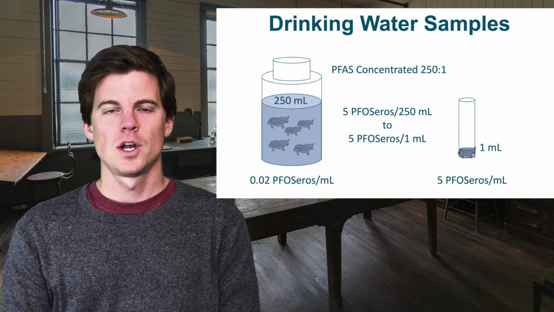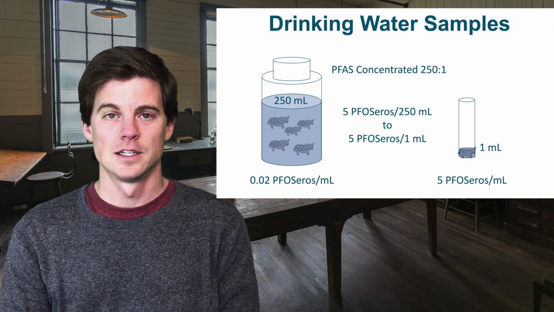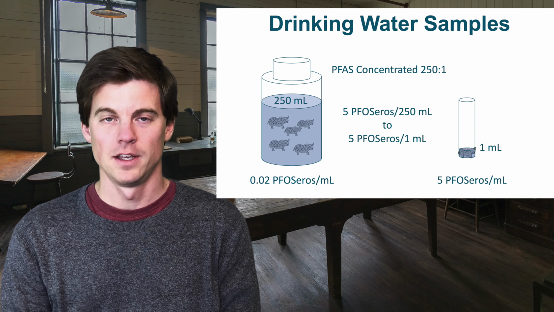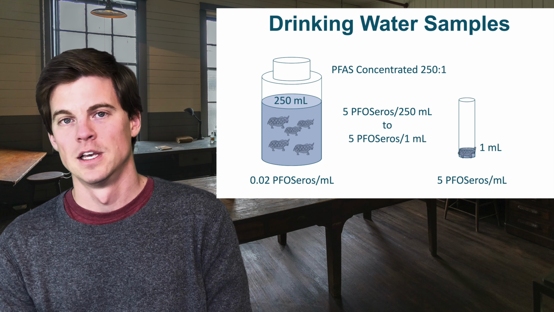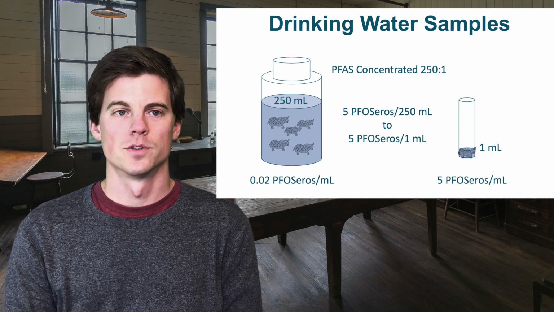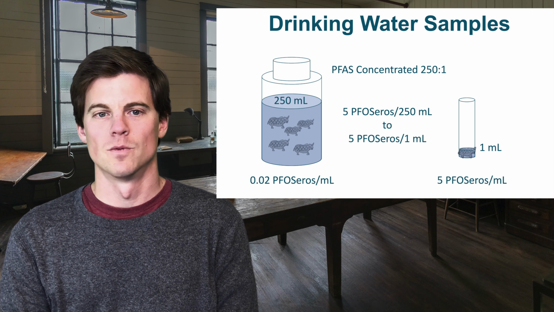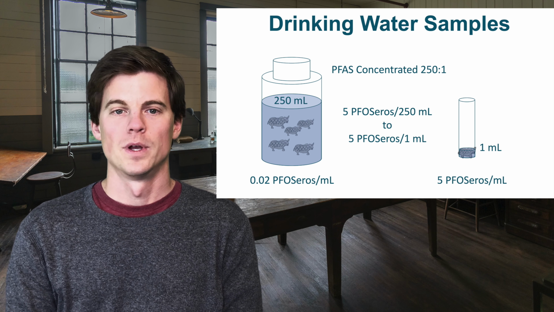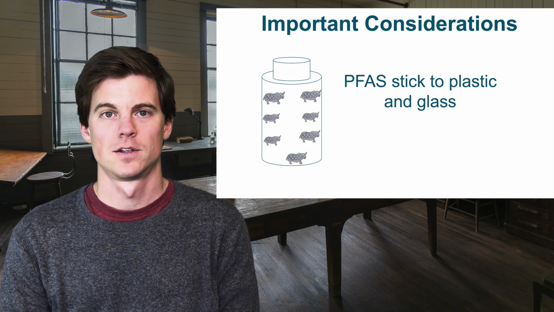That 250 to 1 concentration factor is important to remember because that means if you were to run that final sample on any instrumentation, whatever value you get, you need to divide by 250 because you have concentrated it by 250. You've already multiplied your sample by 250, so you want to divide your answer to get back to what the original number was. The example here shows 5 of our PFOS in 250 mils, going to 5 PFOS in 1 mil. So we started out with 0.02 per mil, so that's 5 over 250. We ended up with 5 per mil, so that's our 250 to 1 concentration factor.